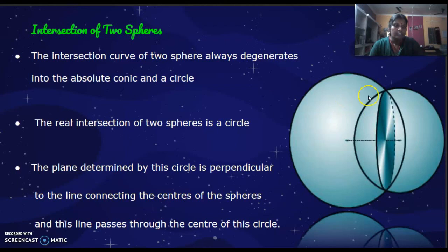See the figure. This is the intersection of two spheres. The real intersection of two spheres is a circle. We can intersect two spheres and we get a circle.